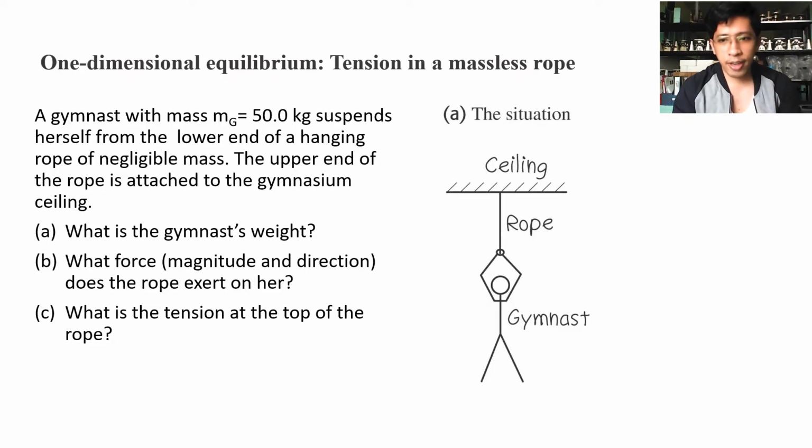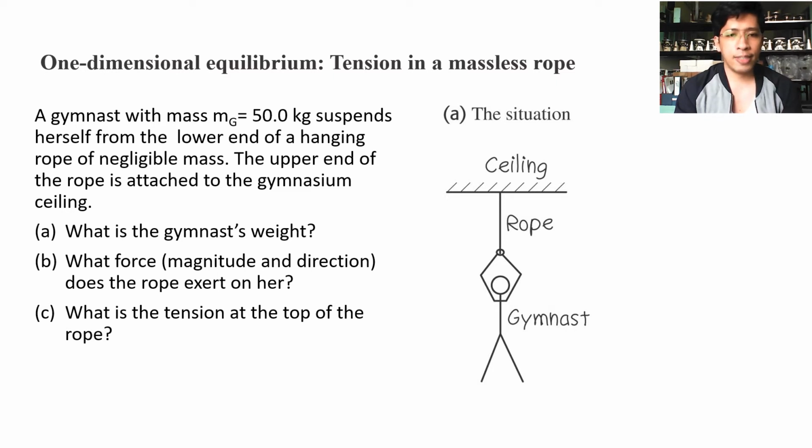So let's have here an example. This is a one-dimensional equilibrium problem. This is tension in a massless rope. A gymnast with mass 50 kilograms suspends herself from the lower end of a hanging rope of negligible mass. So what you can see on the figure is the situation of the gymnast hanging on the ceiling by a rope. The upper end of the rope is attached to the gymnasium ceiling.